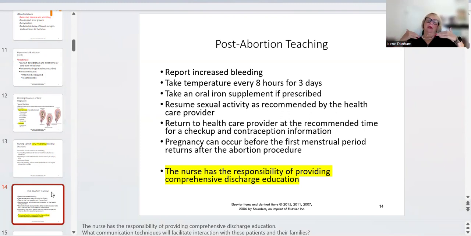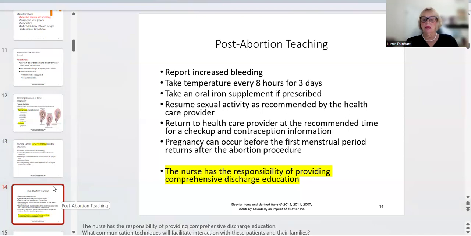A normal cycle, because a menstrual cycle after a D&C could be a little lighter, could be off. So then you would wait for the next cycle, and make sure it's a good cycle, and then she can resume her activities, and if she wants to get pregnant again.